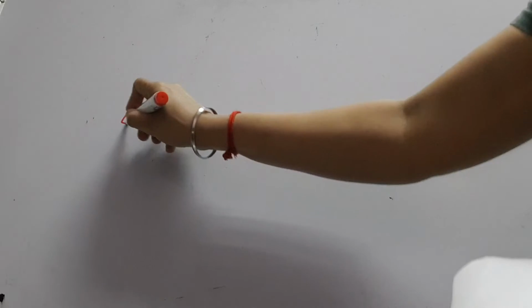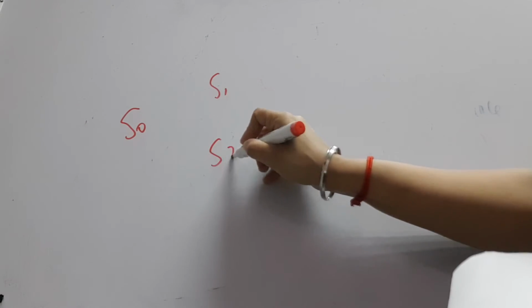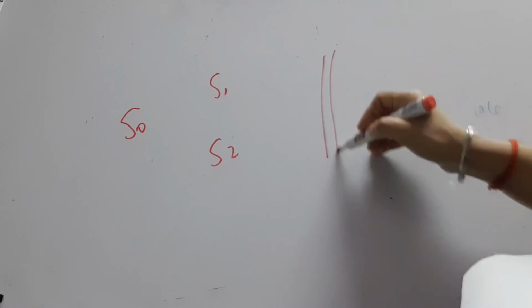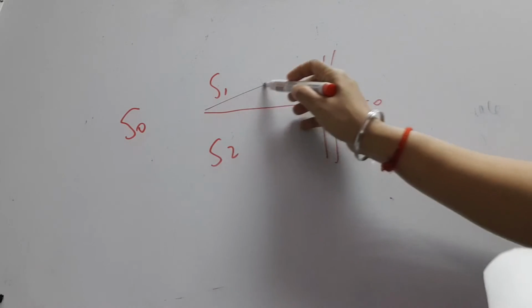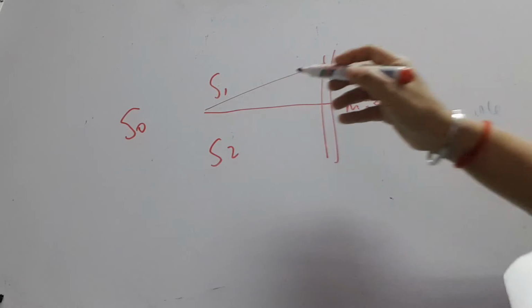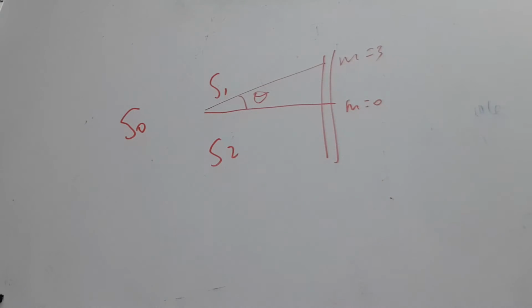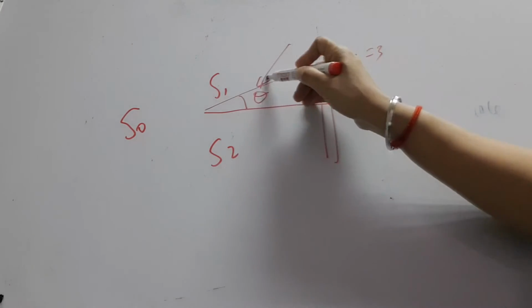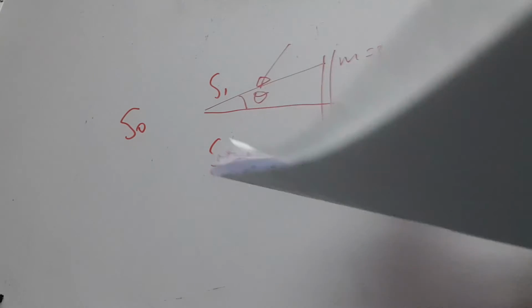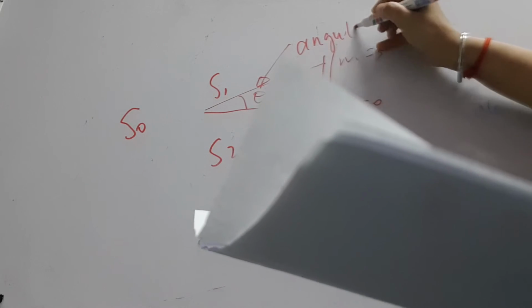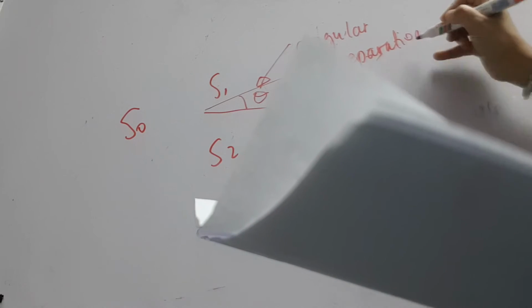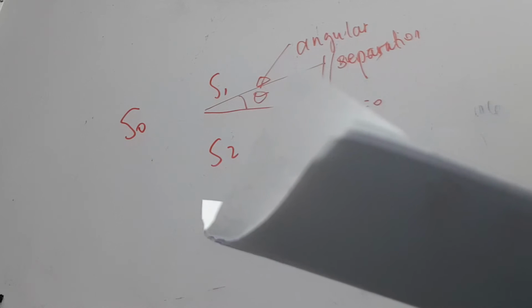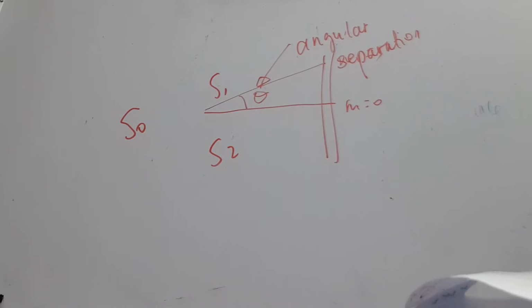Angular separation. For example, when you have two slits here and you get a pattern here, this is m equals 0. The angle formed here, for example to m equals 3, there will be some angle here. This is called angular separation. Please write down: angular separation of the different orders of fringes formed.